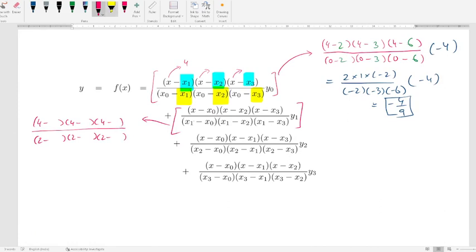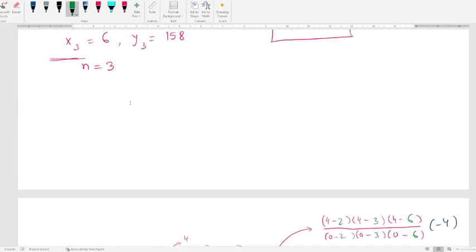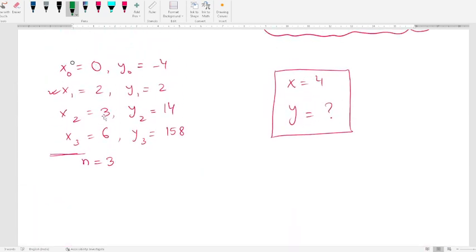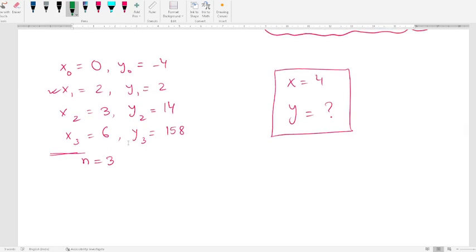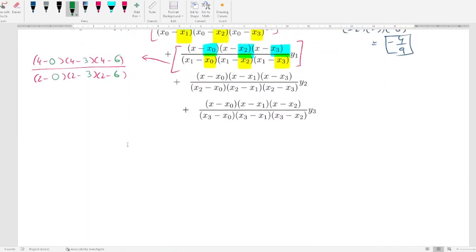Now, what are these somethings? The denominator says there are x naught, x2, and x3, and the numerator says x naught, x2, x3. Very good, that's a very good sign. So let's look at x naught, x2, and x3. x naught is 0, x2 is 3, x3 is 6. So 0, 3, 6 in the numerator, and again in the denominator, 0, 3, 6. And this entire thing is multiplied by y1. The value of y1 is equal to 2.